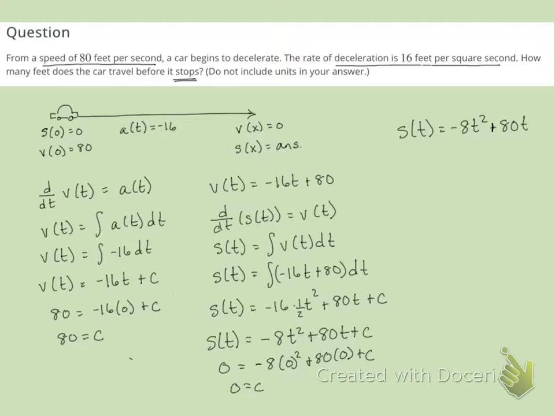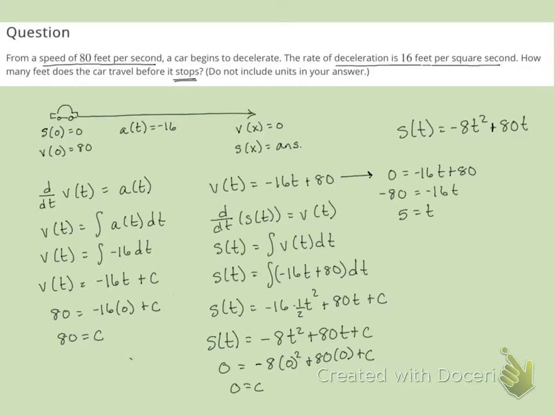Now we want to use this idea that when the car has stopped, the velocity is 0. So I'm going to go back to this velocity function right here, and we're going to set this equal to 0 and solve for t. So if we subtract that 80, we will get t equal to 5. So at 5 seconds, the car has a velocity of 0.